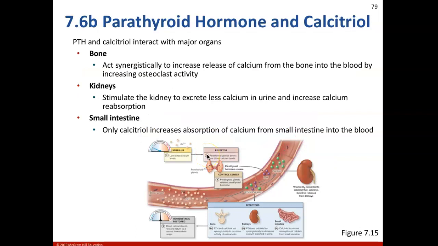We'll have our parathyroid hormone and calcitriol interact with some major organs. First, it interacts within our bones, and that will increase the release of calcium from our bone into the blood by increasing the osteoclast activity. So our osteoclasts will resorb the bone, releasing the calcium into the blood.